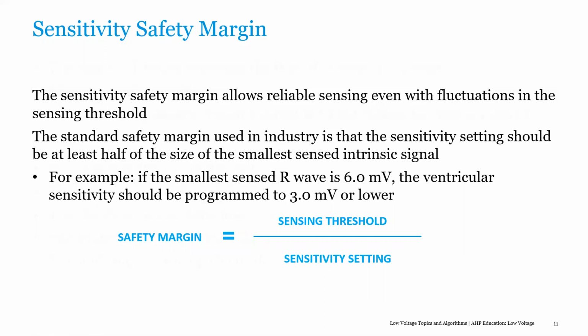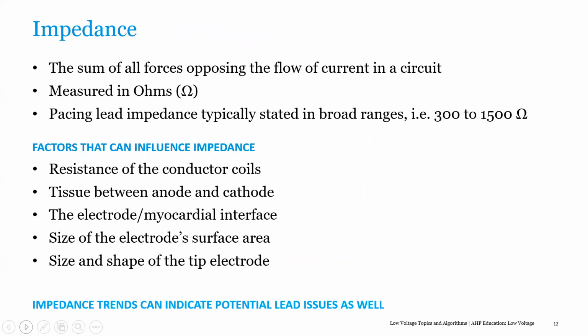The third and final electrical concept that I wanted to go over with you guys is impedance. Impedance is the sum of all forces opposing the flow of current in a circuit, okay? So that wire, when we're sending current, there are forces that inhibit its flow through that lead. So we want to make sure that the lead has the ability to conduct. That measurement is measured in ohms. Pacing leads in typical impedance ranges, I disagree with this a little bit. I would say they're from 200 up to 1900, depending on the lead that you're using, okay?